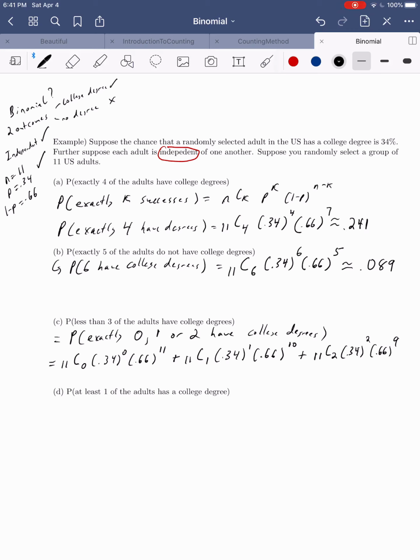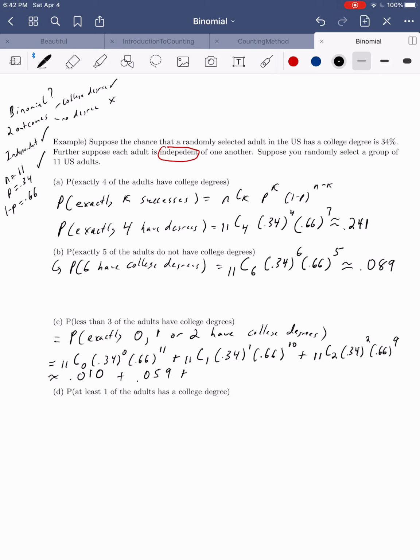The first one, 11C0, you'll see that that's actually 1 because there's only one way for none of them to have a degree, which is that they all don't have a degree. 0.34 to the 0 is also 1, so this just boils down, these parts don't matter, to just 0.66 to the 11, which should make sense. So if we do that, we should get that this is approximately about 0.010 plus, and then 11C1 times 0.34 times 0.66 to the 10. That should come out as about 0.059.